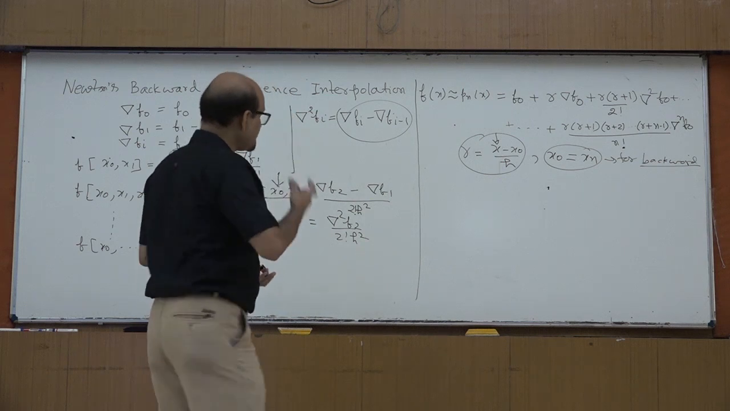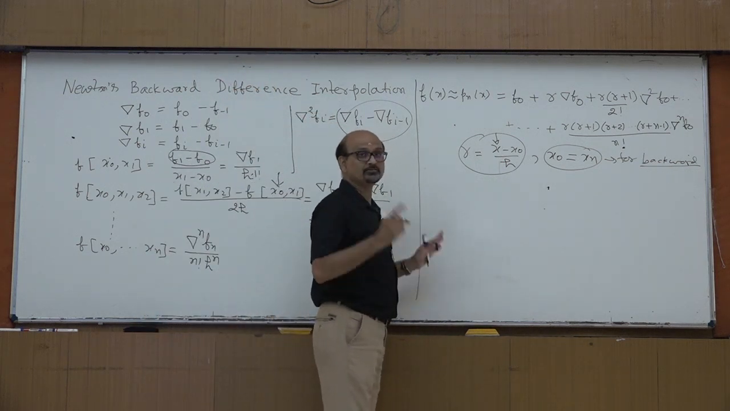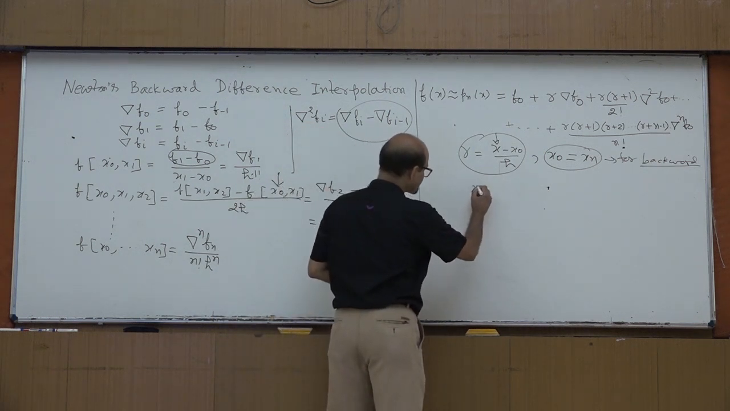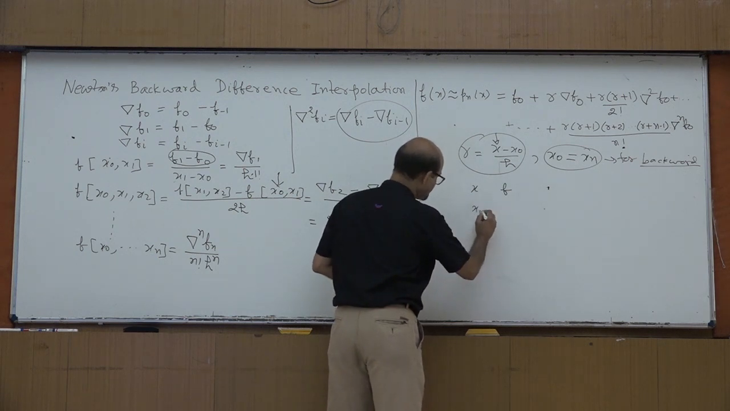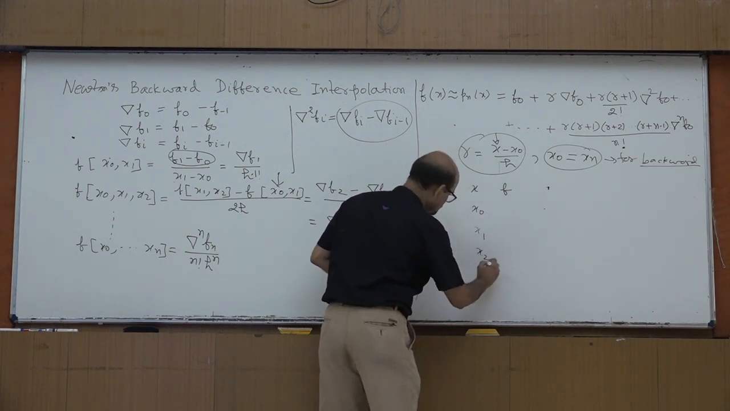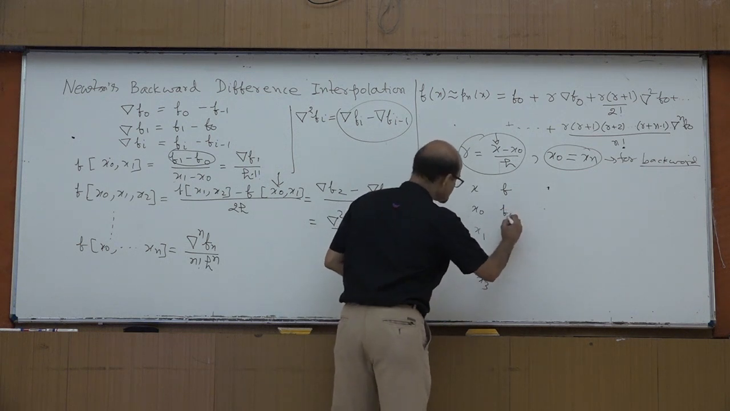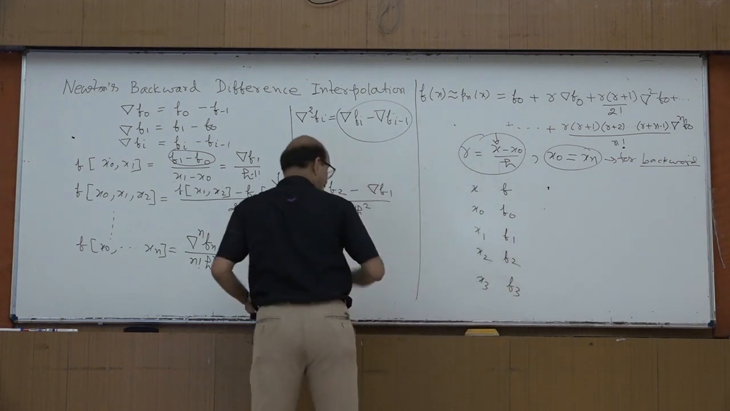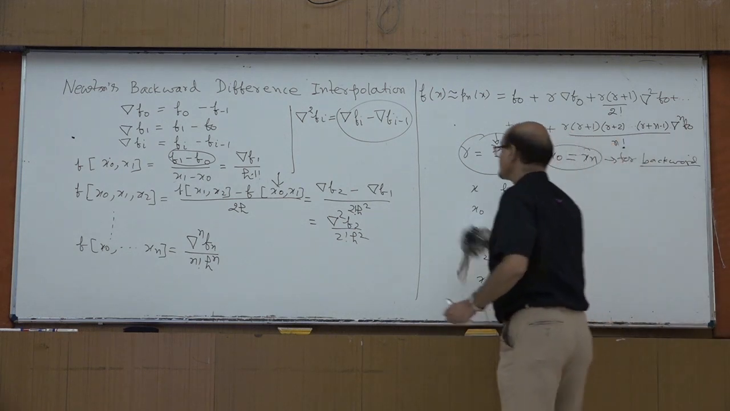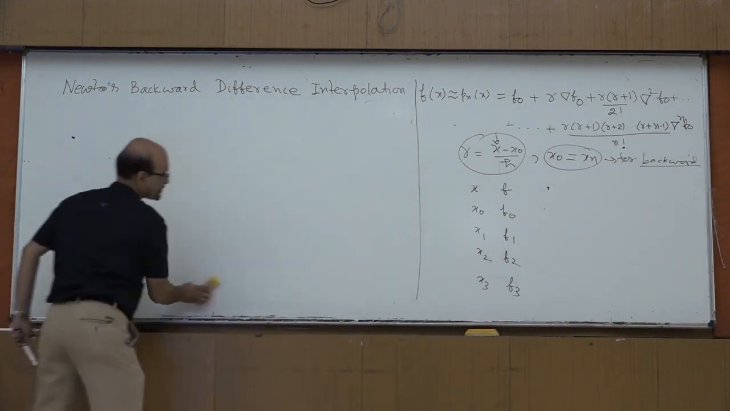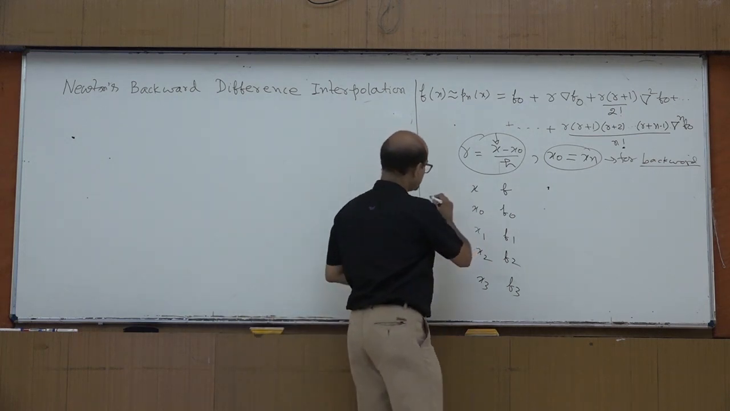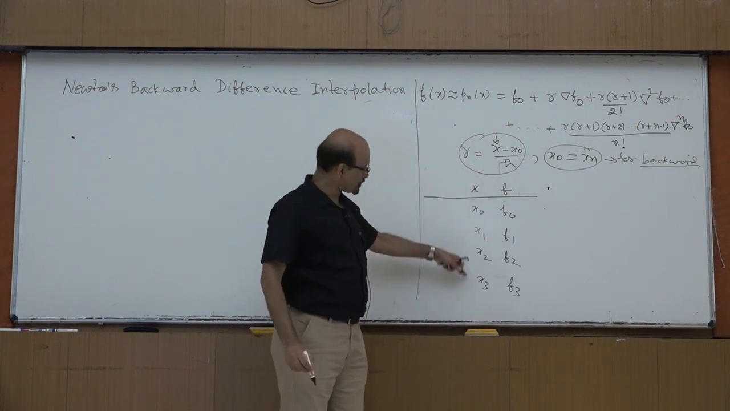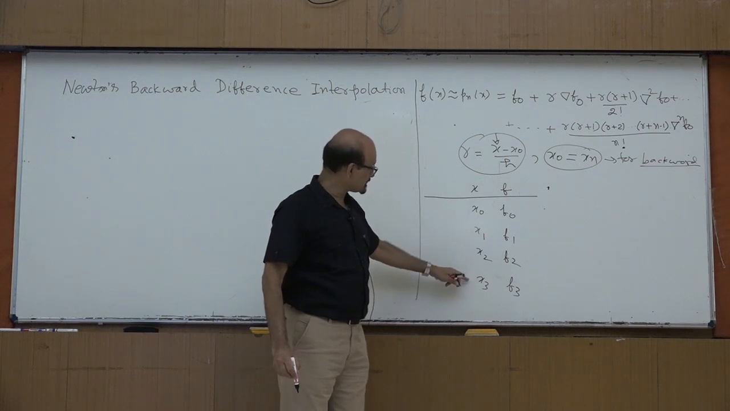Okay, fine. So, let us see now what is happening here during the table, the difference between forward and backward. So, I have this x, I have this f. And I have been given x0, x1, x2, x3, and corresponding to these the functions are f0, f1, f2, f3. So I have been given this x and f, the nodes and the functions. I have 4 points. Okay, x0 to x3, f0 to f3.